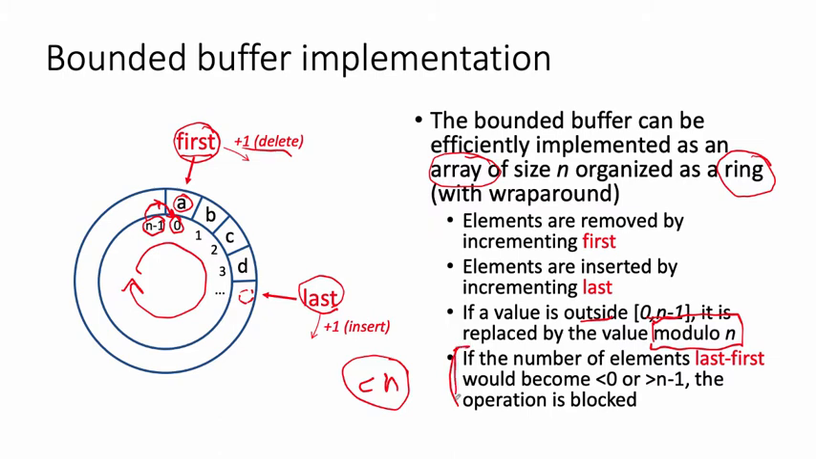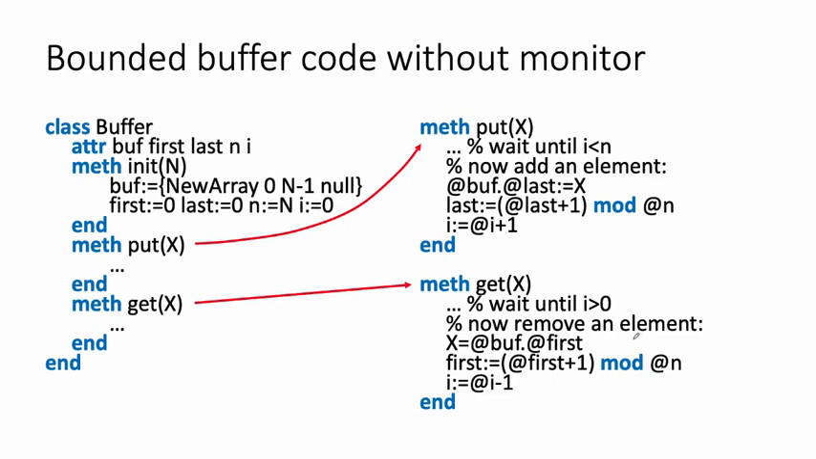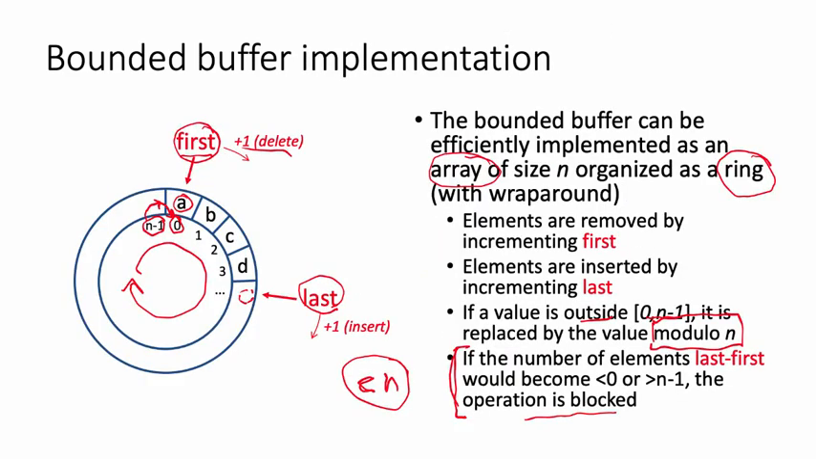So if the number of elements is bigger than n, or it tries to become less than 0, then we block the operation. So the number of elements always has to be between 0 and n-1 inclusive. So you see, we can keep going round and round. There's no problem with managing the elements. Now we can implement this using the monitors.